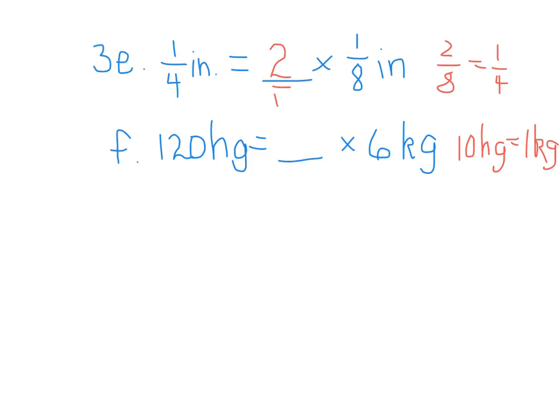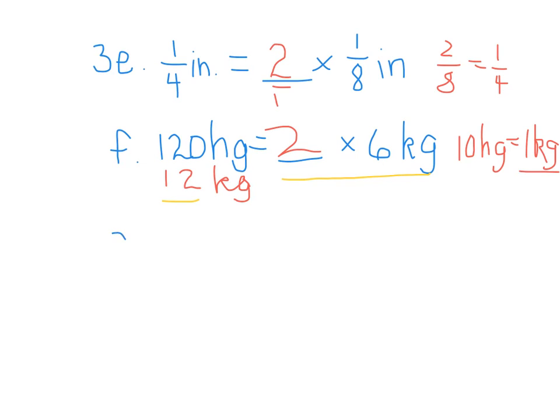Okay, so if I have 120 hectograms and I'm converting that to be kilograms, that would be the same thing as 12 kilograms, right? Now I can say what times 6 gives me 12, and the answer to that, 2. 2 times 6 equals 12.